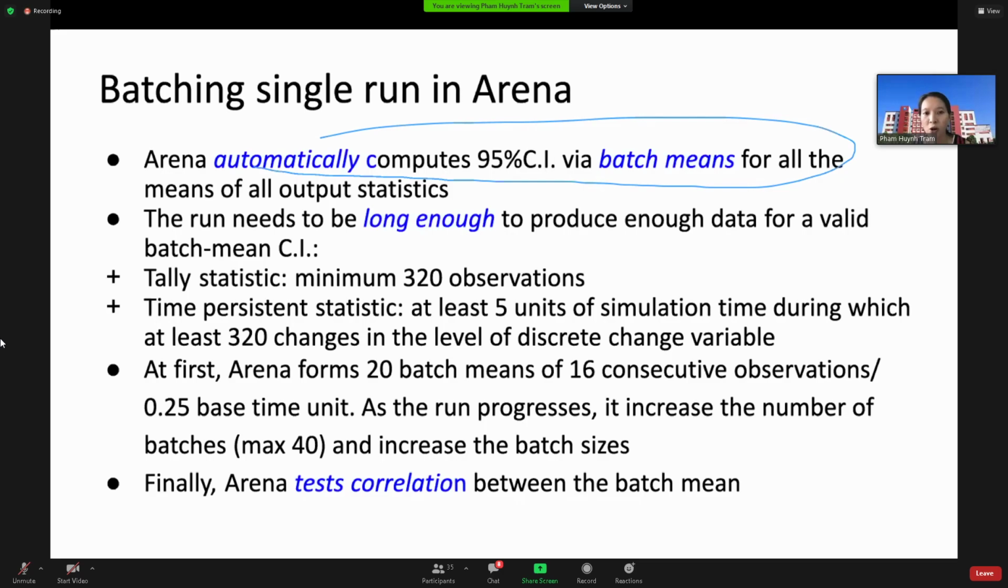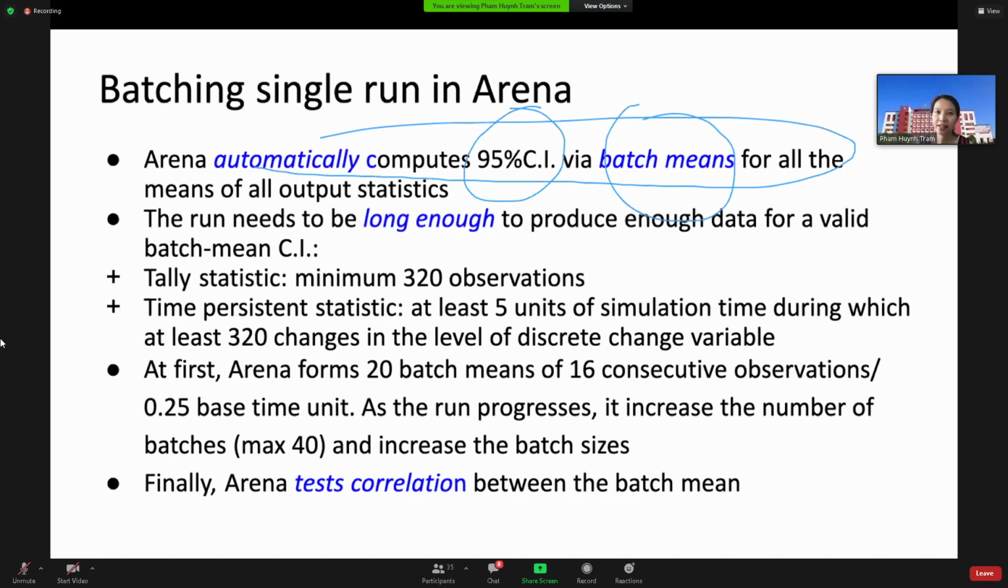So it's okay that in Arena you choose one replication and a very long run. When you choose a long enough run, then in your Arena report you can still get the 95% confidence interval, the half width of your performance output. The way Arena comes up with that is through the batch means. It automatically groups the data into batches for us, in a way that the batches are independent from one another. It will calculate the number of batches and the size of batches that are large enough so that they are independent.